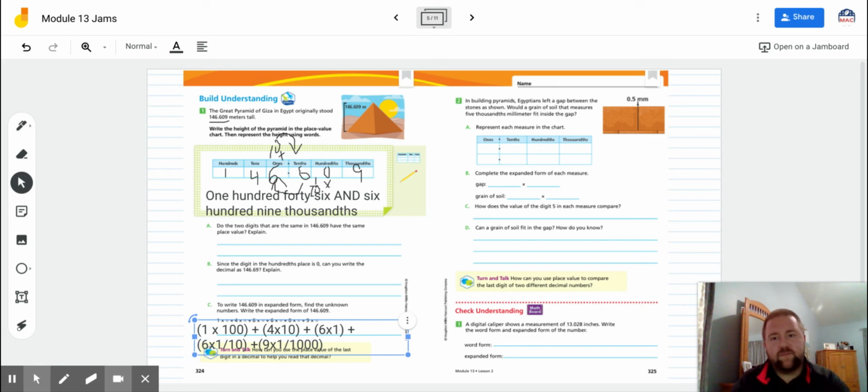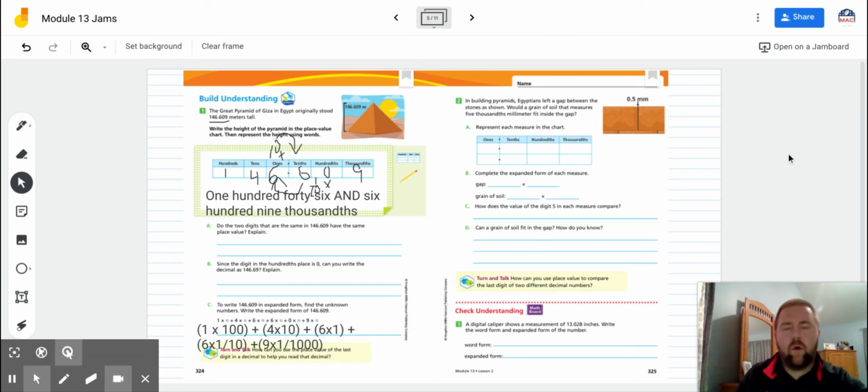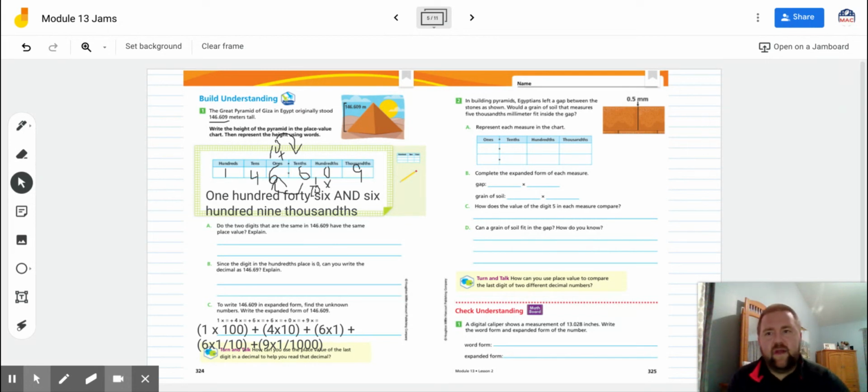Again, anytime you're doing expanded form, you want to do digit times place. Digit times place. Okay, one more quick example I want to go over because I think this is something that is really important, question number 2. So it says, in building pyramids, Egyptians left a gap between the stones as shown. Would a grain of soil that measures 5 thousandths millimeter fit inside of the gap? So let's look at the numbers that we have here. We have 5/10, so that's 0 and 5/10. And then 5 thousandths means we have a 5 in the thousandths place and nothing else.